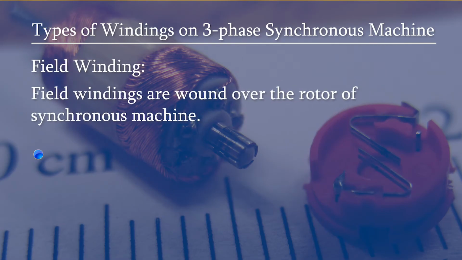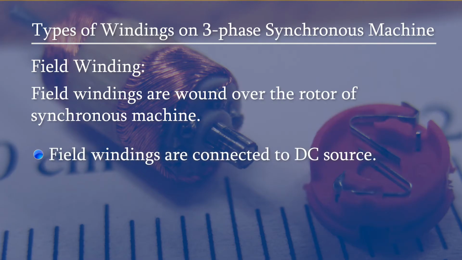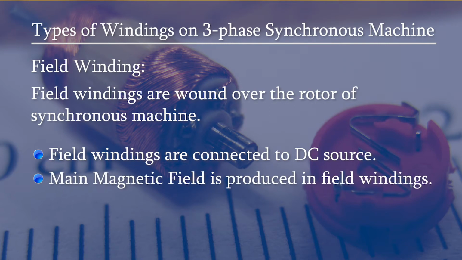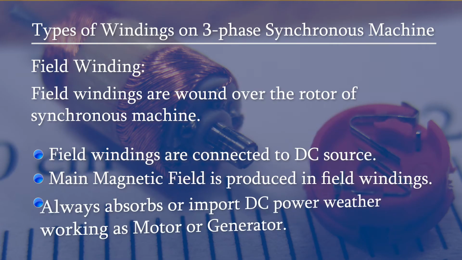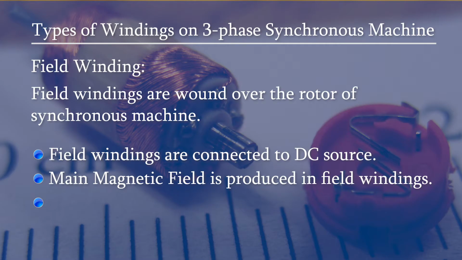Field winding. Field windings are wound over the rotor of the synchronous machine, and field windings are connected to a DC source. The main magnetic field is produced in the field winding. So it always absorbs or imports DC power whether the machine is working as motor or generator. So the DC power which is supplied to the field winding always goes into the machine, whereas the AC power, as I have told you earlier, when the machine is working as generator, will go out of the machine, and when the machine is working as motor, it will go into the armature.